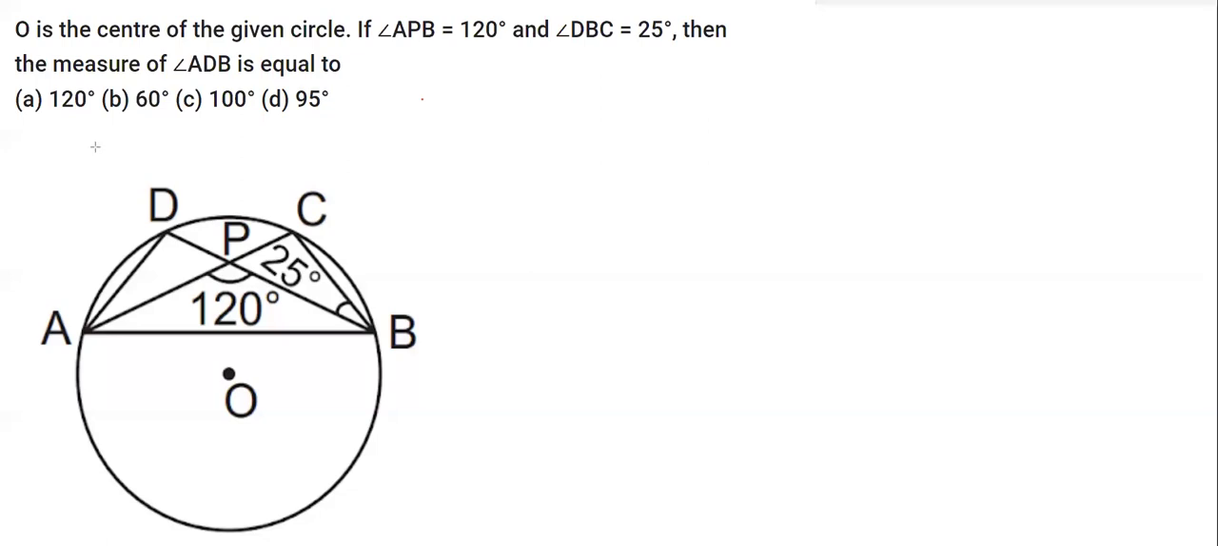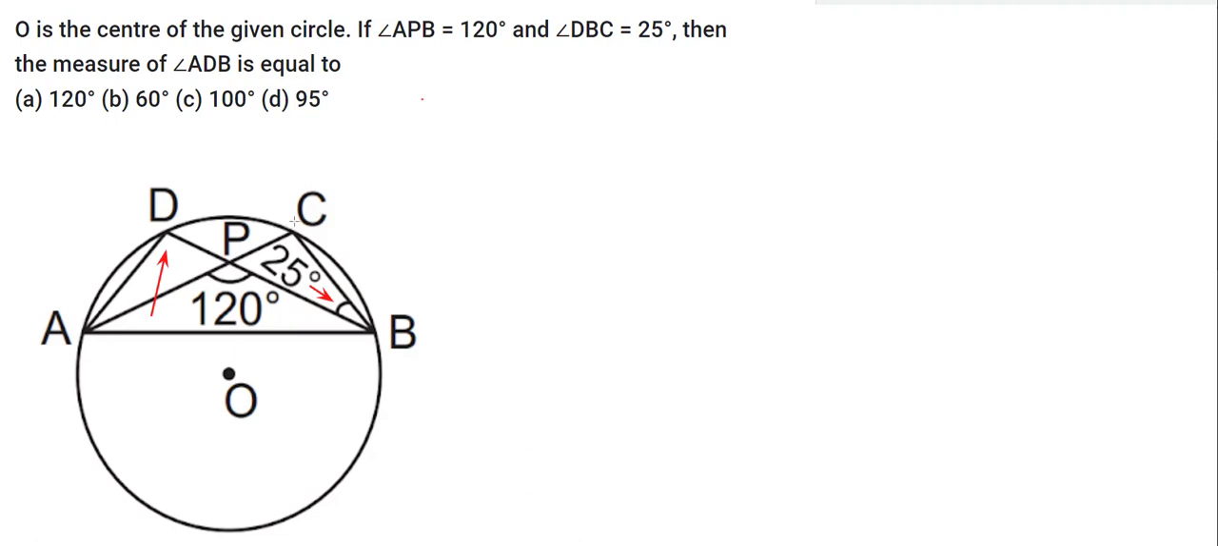In the next question, we are given the value of angle APB as 120 degree, and this angle DBC is given as 25 degree. We have to find the value of angle ADB. So we have to find the measurement of angle ADB.